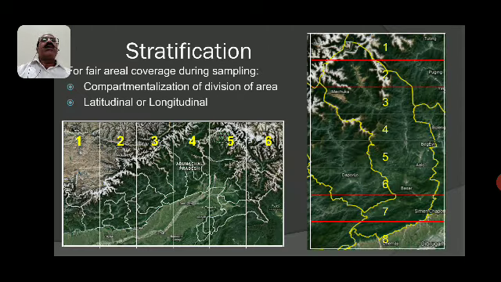So the stratification can also be done as in your geography. We can compartmentalize into divisions of area, latitude or longitude wise. Say we have Arunachal starting from 93 to 97, 93, 94, 95, like that. 92, we can divide into 6 groups, 6 longitudinal zones. Then say this is one district of Arunachal Pradesh, so we have latitudinally divided into 7 strata.